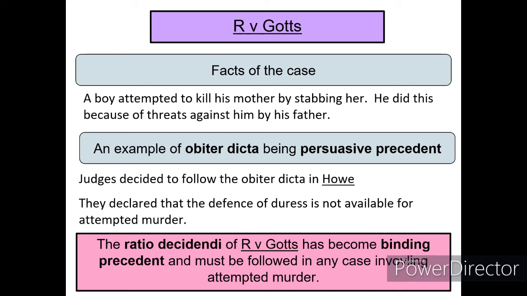So in Gotts, they followed the obiter dicta statements made in Howe, and they declared that the defence of duress is not available for attempted murder. And hence, that became a ratio decidendi, and now R v Gotts is binding precedent for any case involving attempted murder. Hopefully, you're beginning to see how it works.